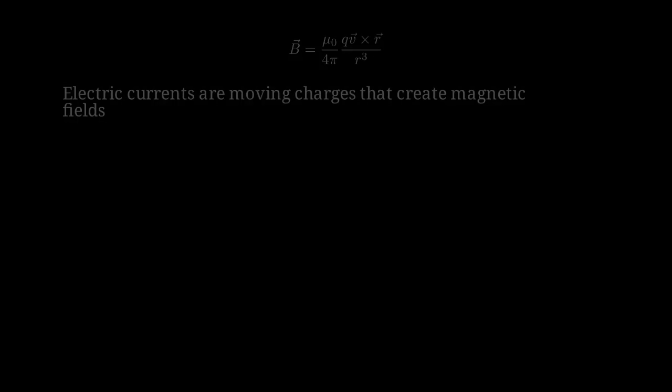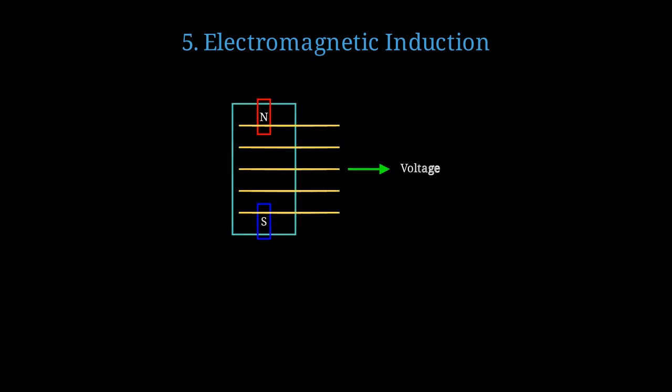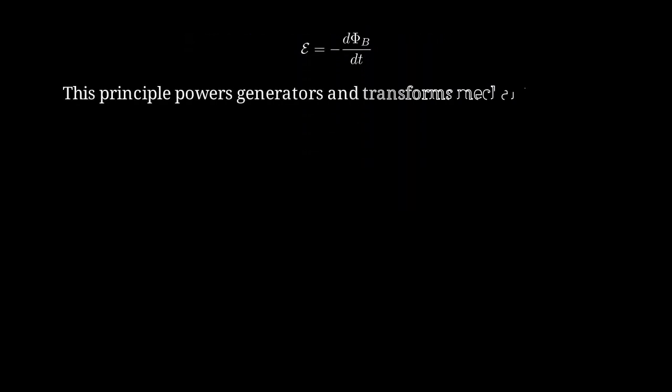One of the most important discoveries is that changing magnetic fields create electric fields. When a magnet moves through a coil of wire, it creates a changing magnetic field that induces an electric current in the wire. Faraday's law states that the induced voltage equals the negative rate of change of magnetic flux through the coil. This electromagnetic induction is the principle behind electric generators that convert mechanical motion into electrical energy.